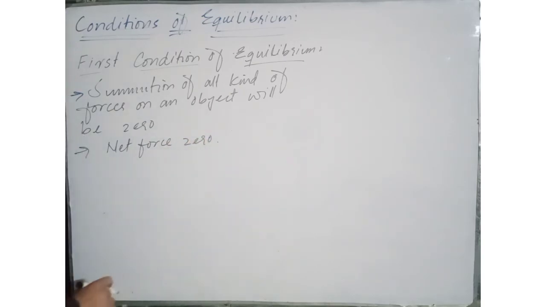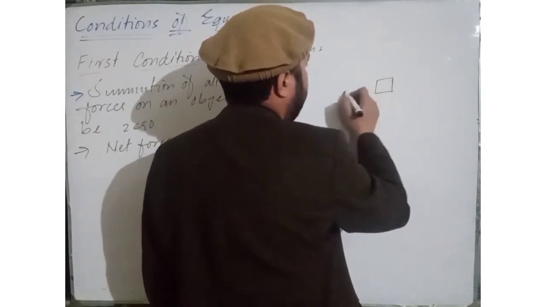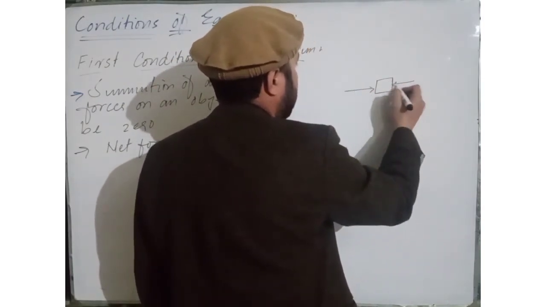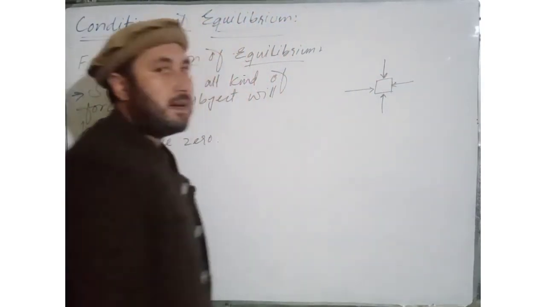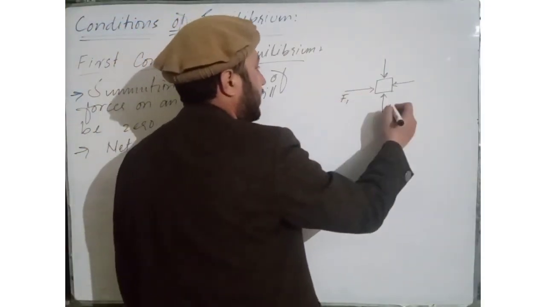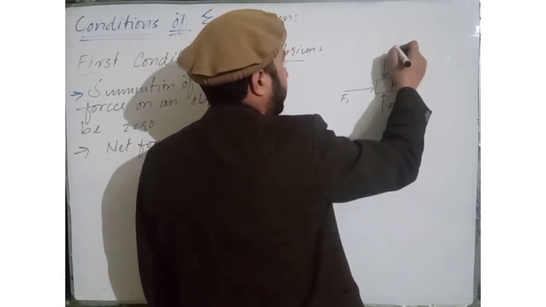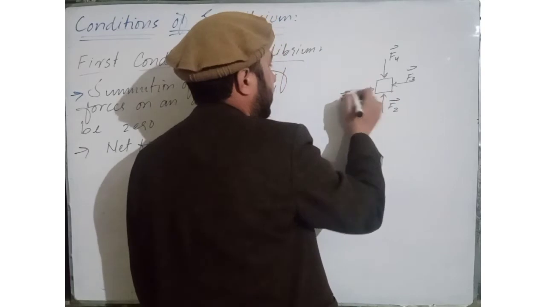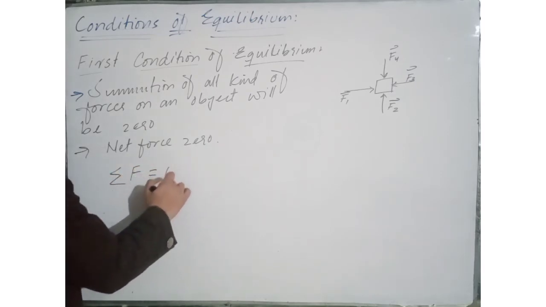It means that if we have an object and many forces are acting on it, then for maintaining equilibrium, the summation of all such forces has to be zero. So F1, let's say this is F2, F3, F4. All these forces are pointing in different directions, so their summation has to be zero. We can write sigma F, where sigma stands for summation, equal to 0.